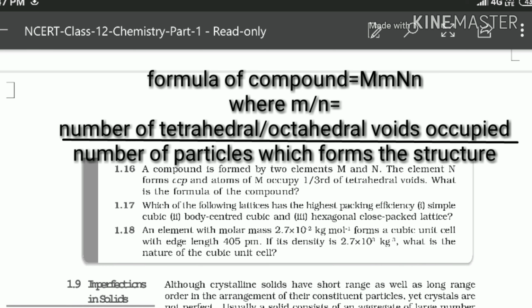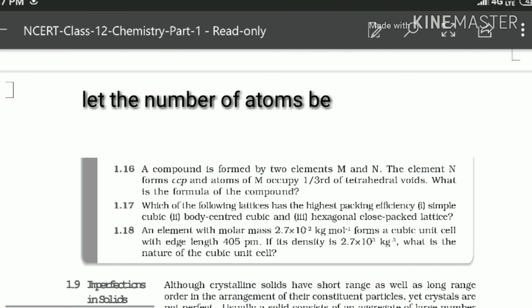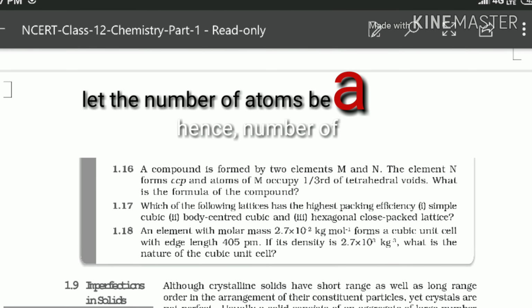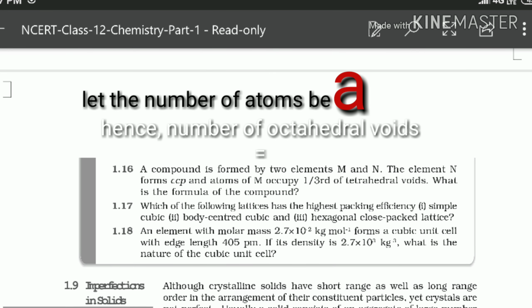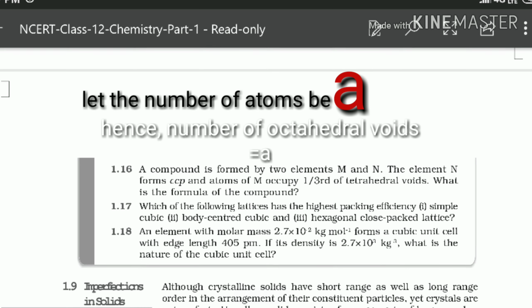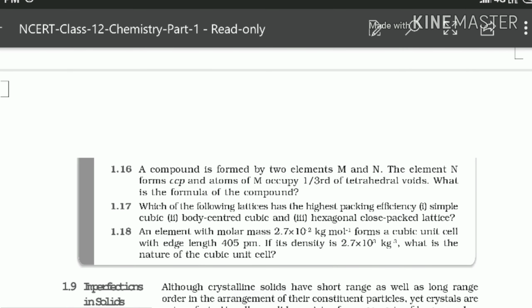Let us now solve this question. First we have to assume that the number of atoms which form the CCP is A. By saying that, we can also understand that the total number of octahedral voids present in this structure is A, since the number of octahedral voids is always equal to the number of atoms which form the structure.